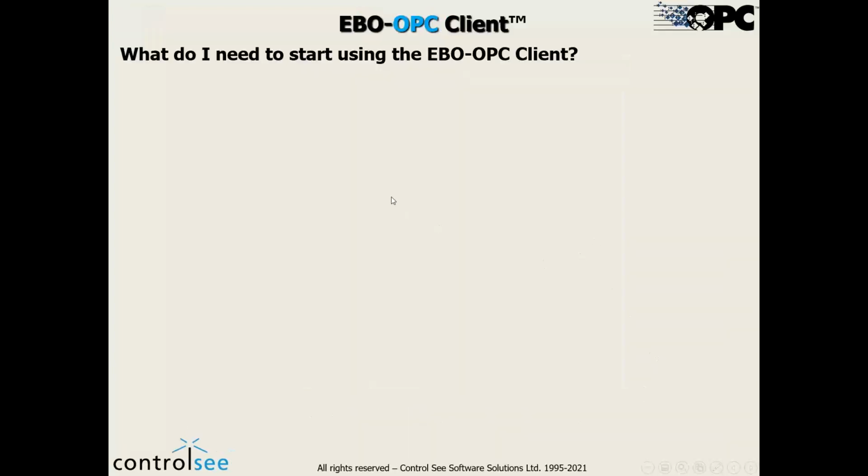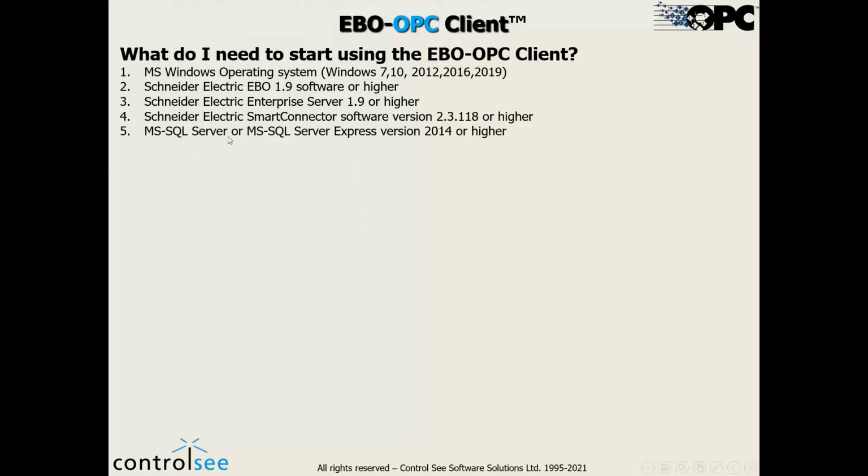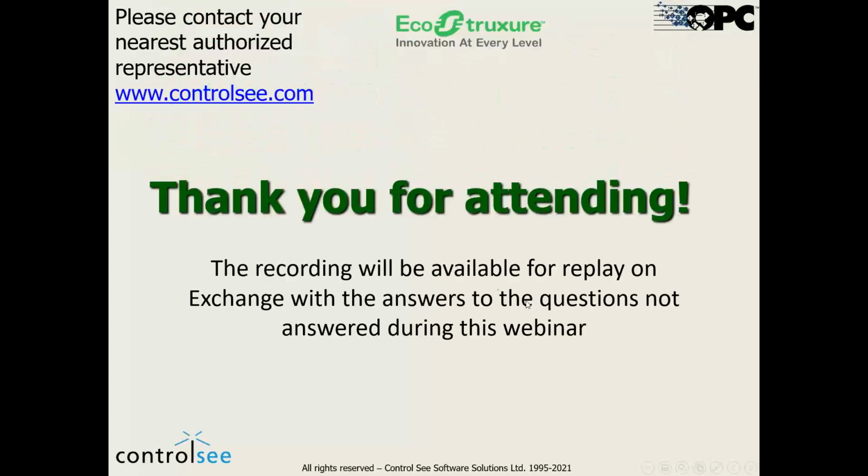So what do I need to start using the EBO OPC client before we switch to the demonstration? We need the Windows operating system, of course, Schneider Electric EBO, very similar to the OPC server, enterprise server, SmartConnector, MS SQL Server or MS SQL Server Express. You can use Express with no problem, so you don't need to purchase any software. It's free. You need the EBO-OPC client.